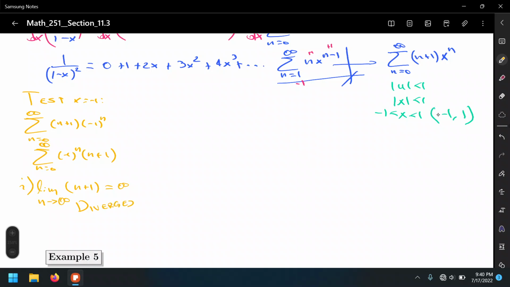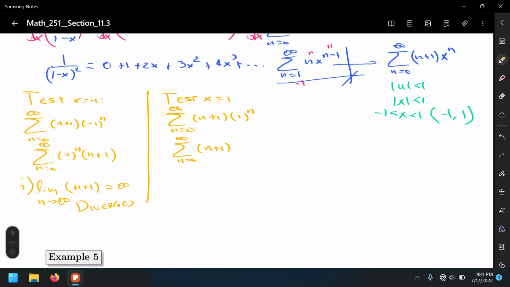So that means this parenthesis right here for negative 1 is still a parenthesis, it is exclusive. When we test the upper endpoint, test x equals 1, we get sigma n equals 0 to infinity of n plus 1 times 1 to the n. But what's 1 to the n? Isn't that simply just 1? And that's sigma n equals 0 to infinity of n plus 1.